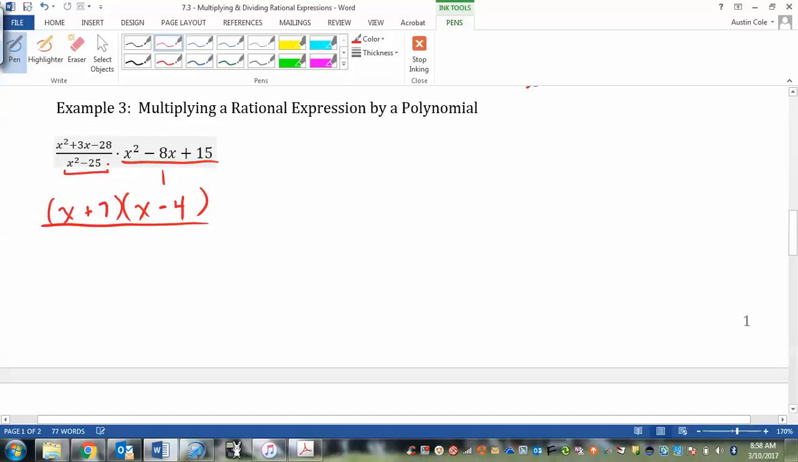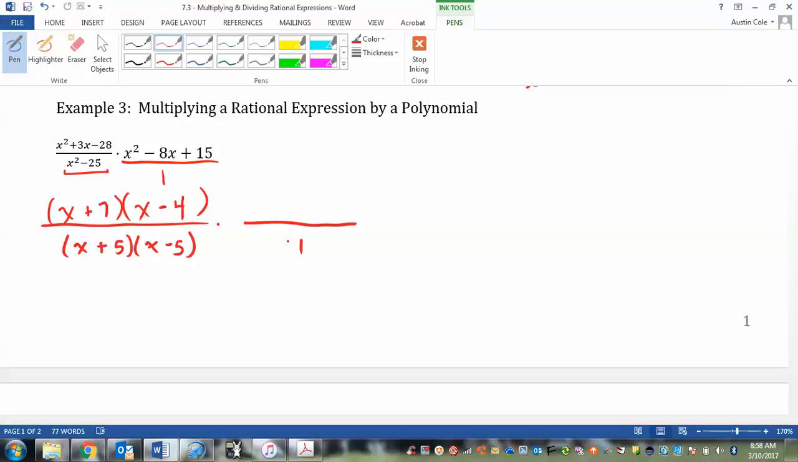Luke, how do we factor x squared minus 25? X minus 5, x minus 5. You're close. X minus 5, x plus 5. Yep, x plus 5, x minus 5. Times, this is going to be over 1. Factors of 15, Ryan, that add up to negative 8. Negative 3, negative 5. Great. X minus 5, x minus 3.